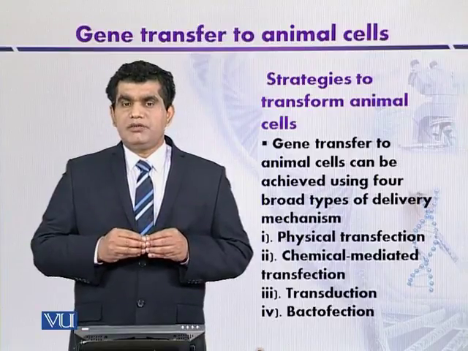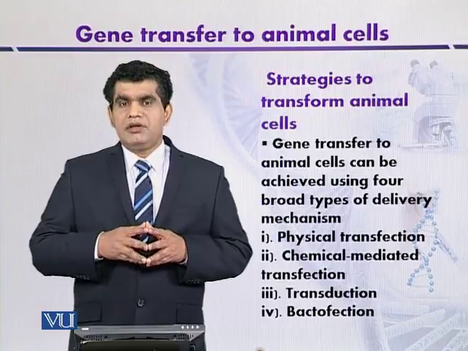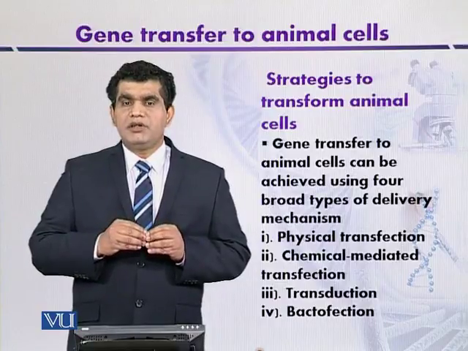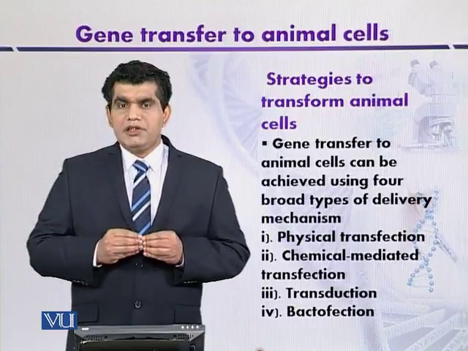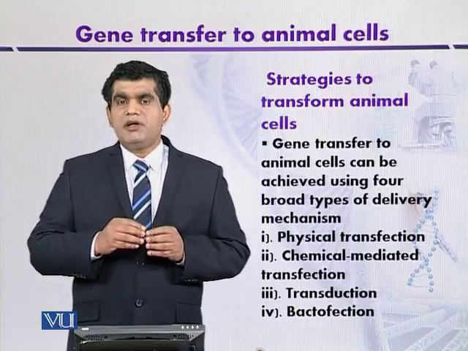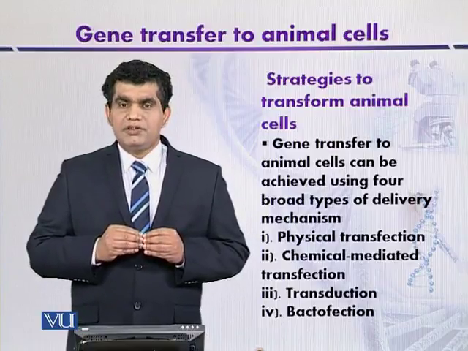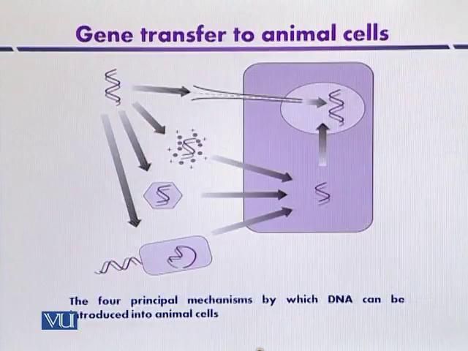Then another method, the fourth one, is the physical transformation, where naked DNA with the help of certain chemicals, or even the use of particle bombardment technique or electroporation, can be transferred directly into the animal cell. So it can be explained with the help of a diagram. These are the 4 techniques or 4 principal mechanisms by which DNA can be introduced into animal cells.